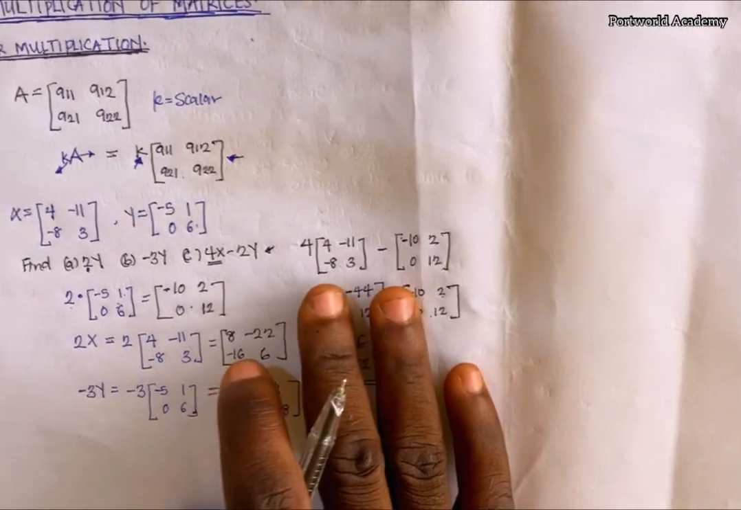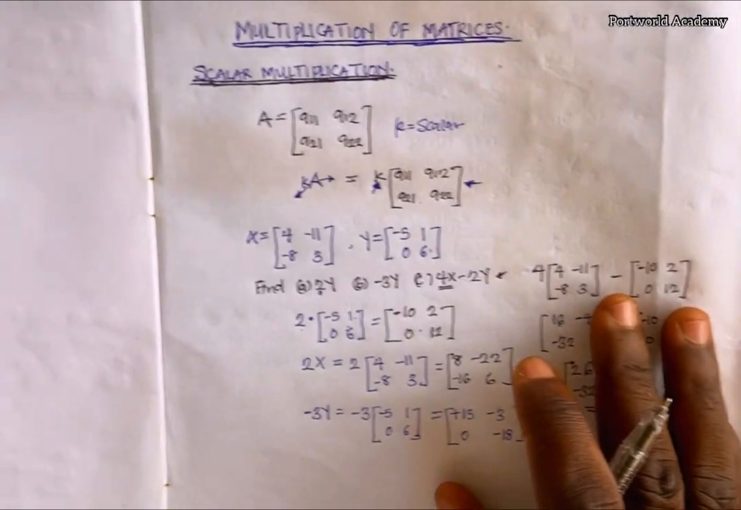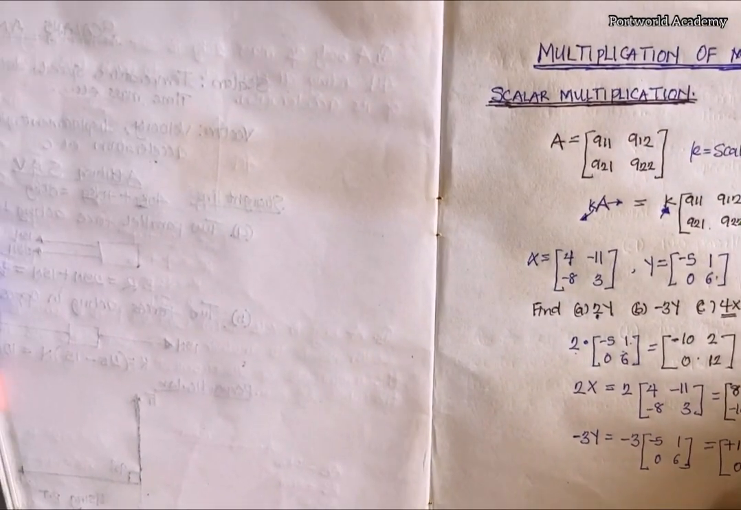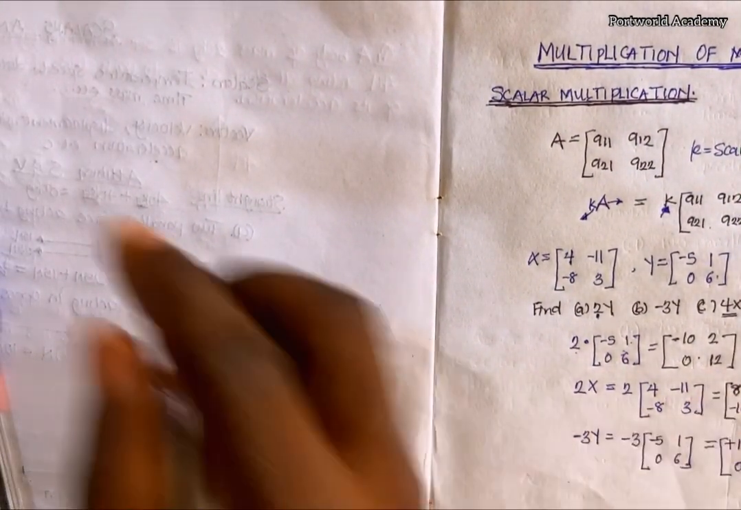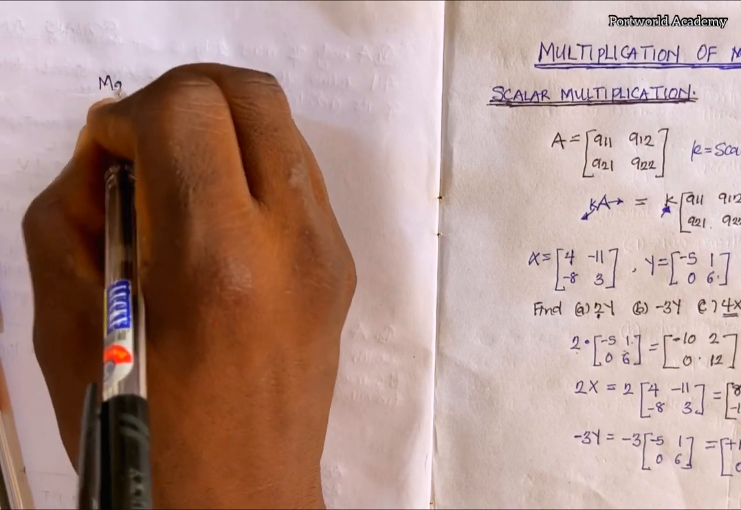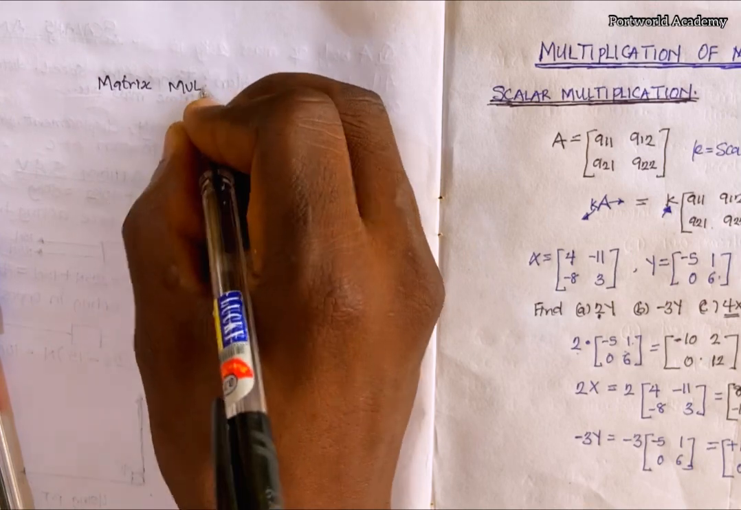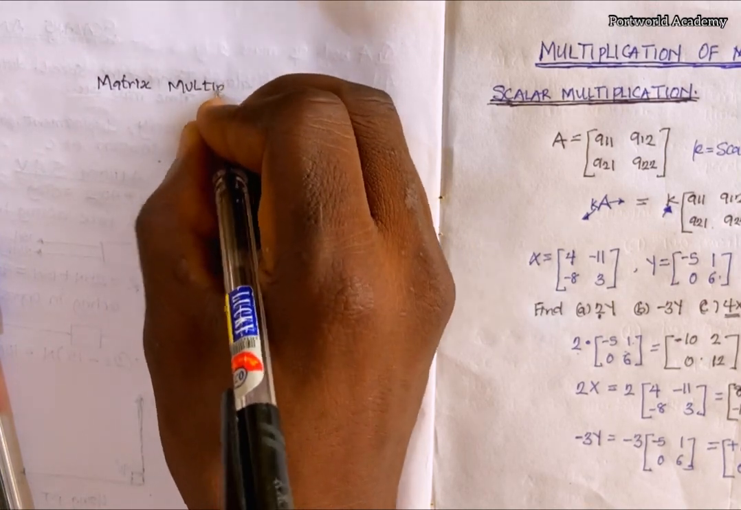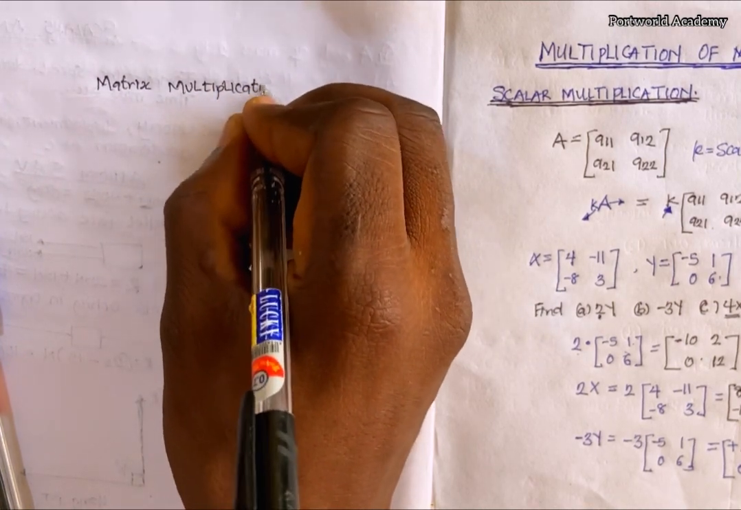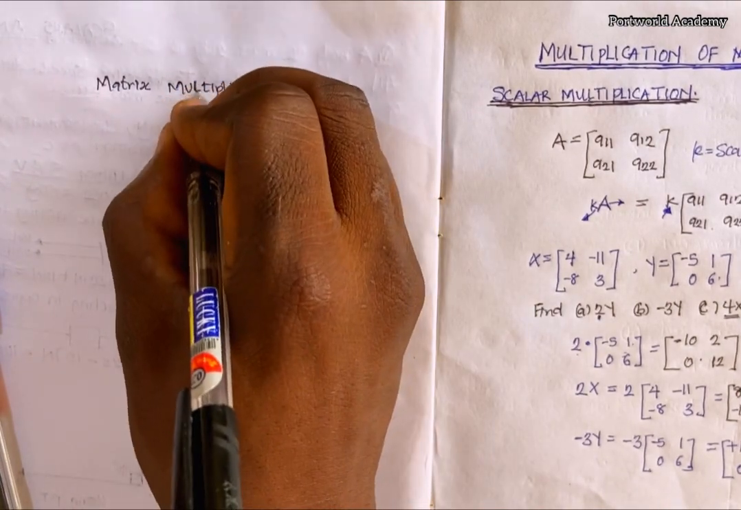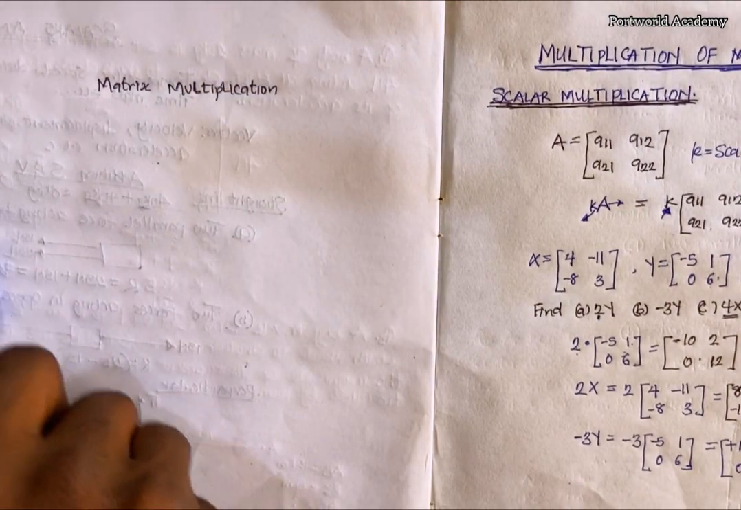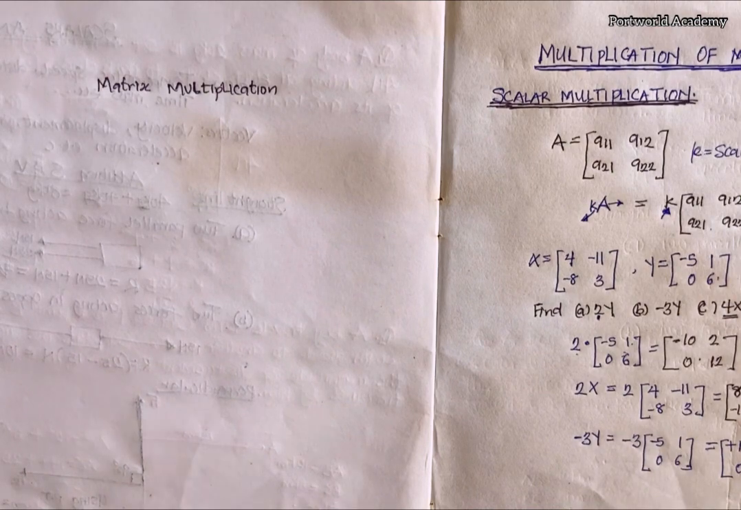So talking about matrix multiplication itself is another different case entirely, right? Let's say we have matrix multiplication here. So what happens here is that in matrix multiplication, we are multiplying two matrices together to generate a new matrix.